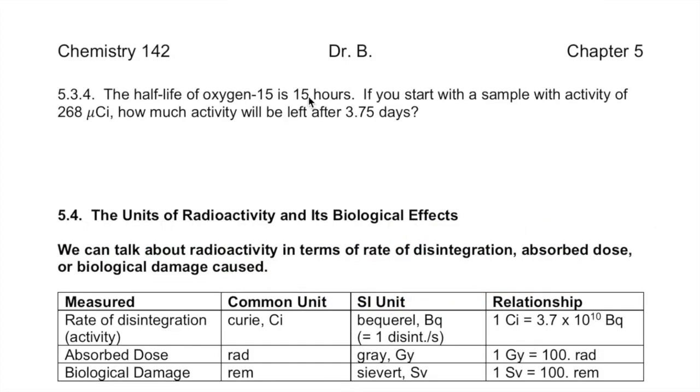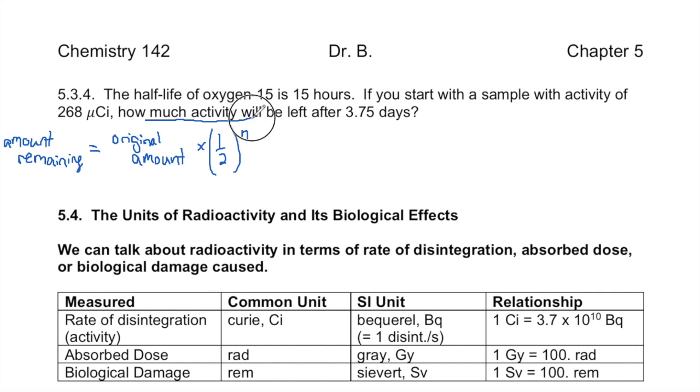All right, for this last example, we have a slightly more involved example. So here is our equation. We want to know the amount remaining, how much activity will be left after 3.75 days. So that is the amount remaining, the amount that will be left. So our original amount is 268 microcuries. Again, this one, the amount is given in activity, microcuries worth of activity rather than milligrams or micrograms worth of mass. So this is the amount.